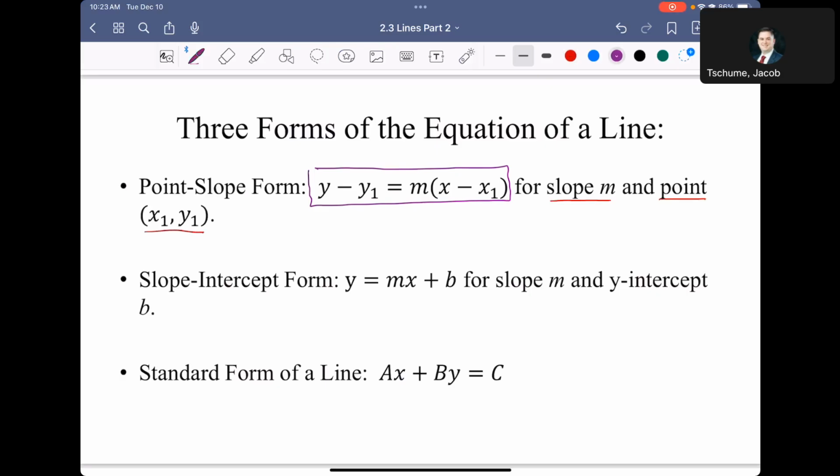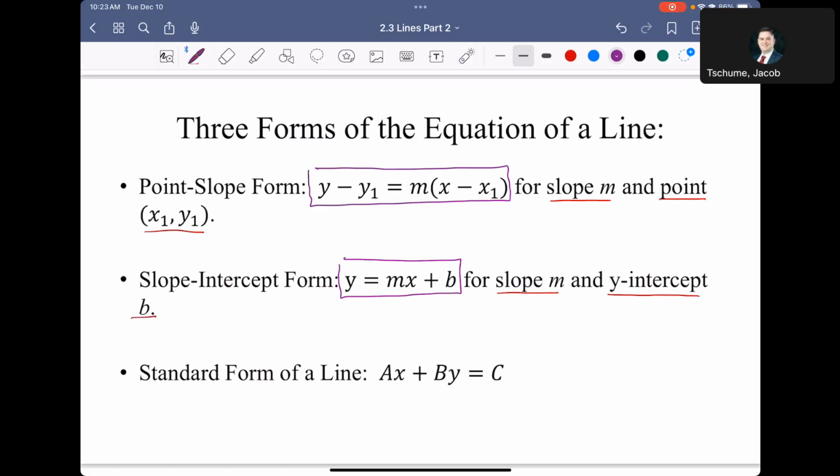The second type of line, and probably the most popular that we'll see going forward, is slope-intercept form. So slope-intercept form has the form y equals mx plus b, where in this form, m is still your slope, but the b value that you see in the problem is actually your y-intercept. And so if you can get it into this form, you would know the slope and the y-intercept directly.